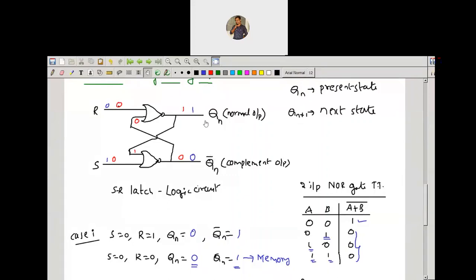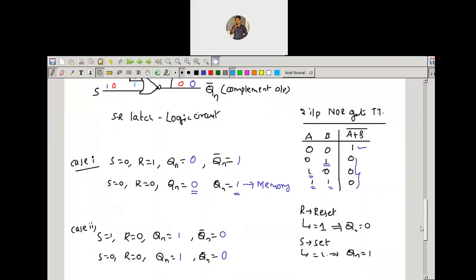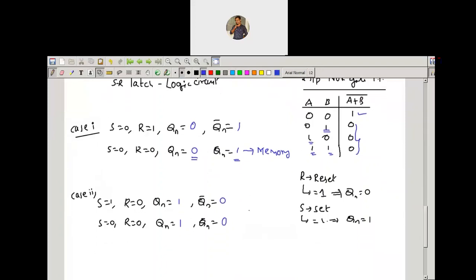You can also observe from the normal output. If I take this output, 1 is fed back to the bottom NOR gate. For this bottom NOR gate, the two inputs are 1, 0. For 1, 0 the output is going to be 0, and this 0 will be fed back to the top NOR gate. For this top NOR gate, the two inputs are 0, 0, and the output is again 1 only. You can analyze it from the normal output or the complement output, it does not matter, you're getting the same output. So for this also, you're getting the memory case.